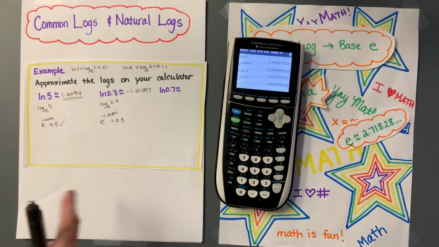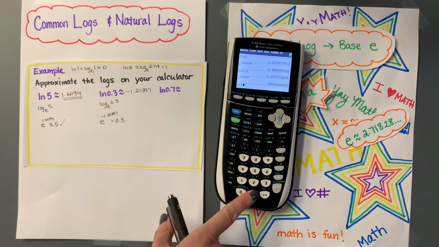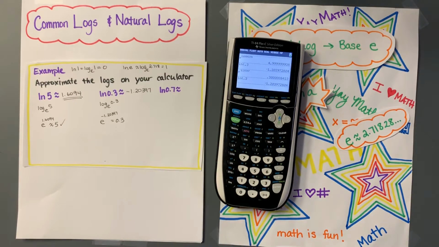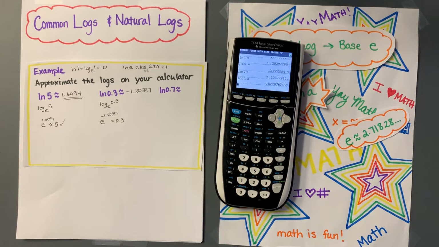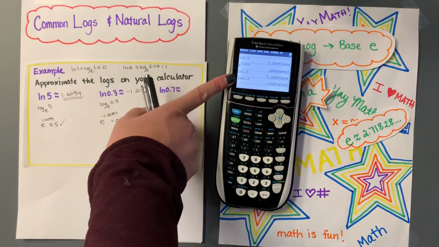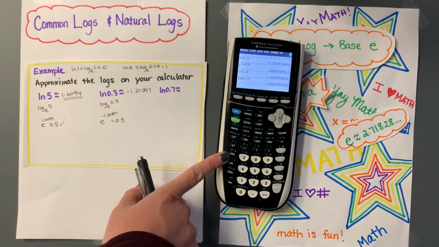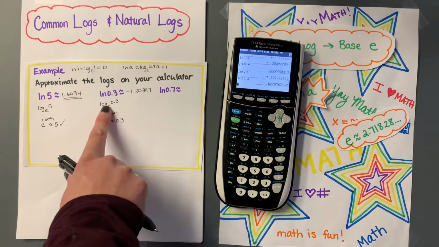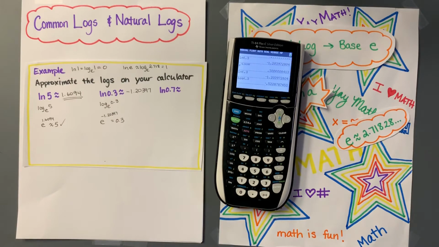And I want to reiterate that ln and log are different. ln is log base e. Log is log base 10. They seem kind of similar because neither of them says what the base is. The buttons are right next to each other on our calculator, but they are very different. ln is log base e, whereas log is log base 10.